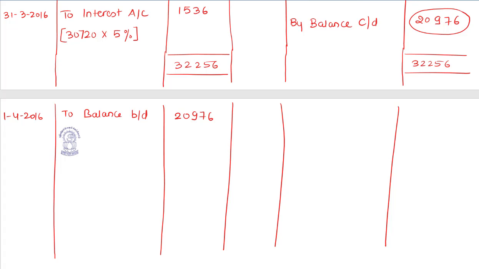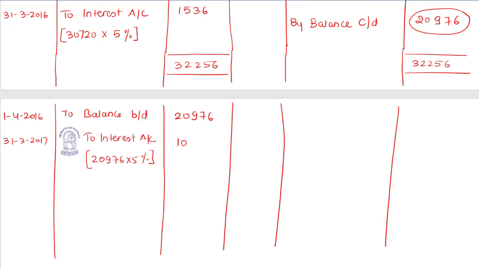20,976 at the year end, 31st of March 2017. Interest is to be charged, to interest account. 20,976 multiplied by 5%.